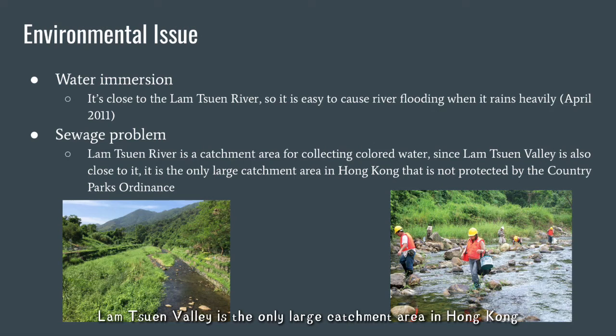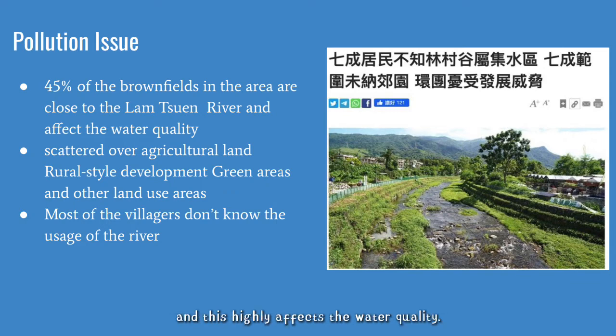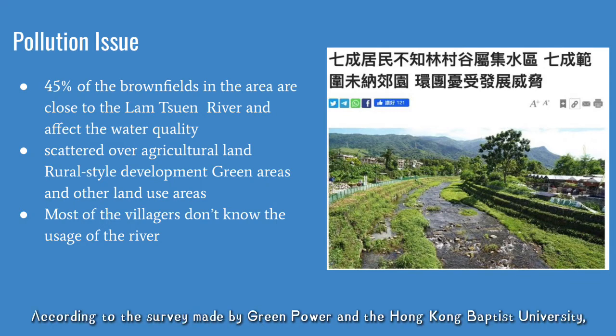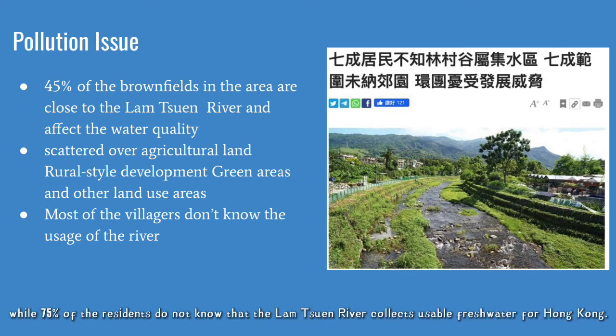Lam Tsuen Valley is the only large catchment area in Hong Kong that is not protected by the Country Parks Ordinance. 45% of the brownfields in the area are close to the Lam Tsuen River, and this highly affects the water quality. According to the survey made by Green Power and the Hong Kong Baptist University, 27.2% of the residents believe that the sewage can be discharged in the Lam Tsuen River, while 75% of the residents do not know that the Lam Tsuen River collects usable fresh water for Hong Kong.